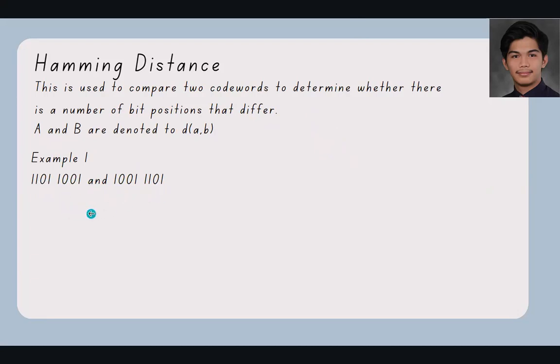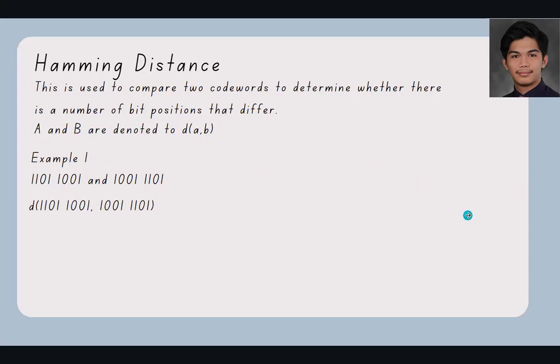In this case, we are going to denote these two code words in this equation, where A is this code word and B is this code word. After you denote them, you will determine the number of bit positions that differ. We start from the first digit: 1 and 1, same; 1 and 0, different; 0 and 0, same; 1 and 1, same; and so on. So in the end, the Hamming distance between the two code words is 2.